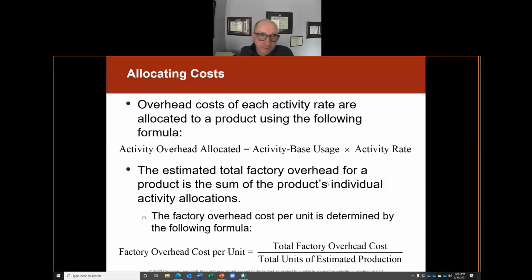Okay? Once we found our activity rates, we can then find the activity overhead allocation. And to do that, we take the activity-based usage times the activity rate. To find the factory overhead product, we take the sum of the product's individual activity allocations to find the factory overhead cost per unit. To find the activity overhead cost per unit, we take the total factory overhead cost divided by the total units of estimated production.